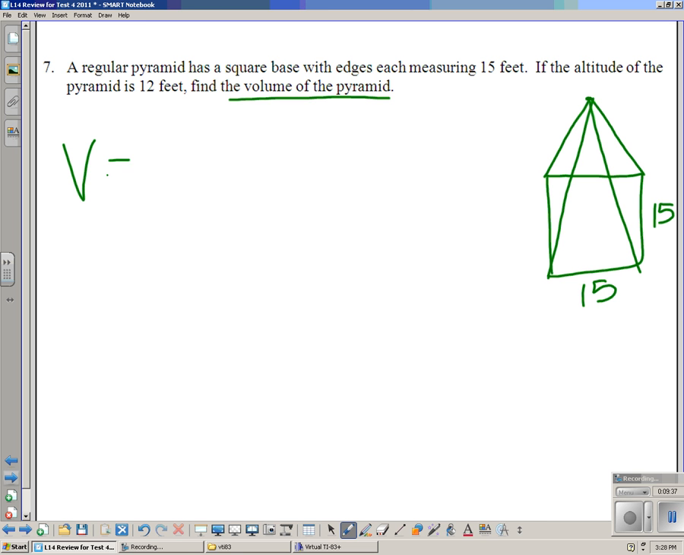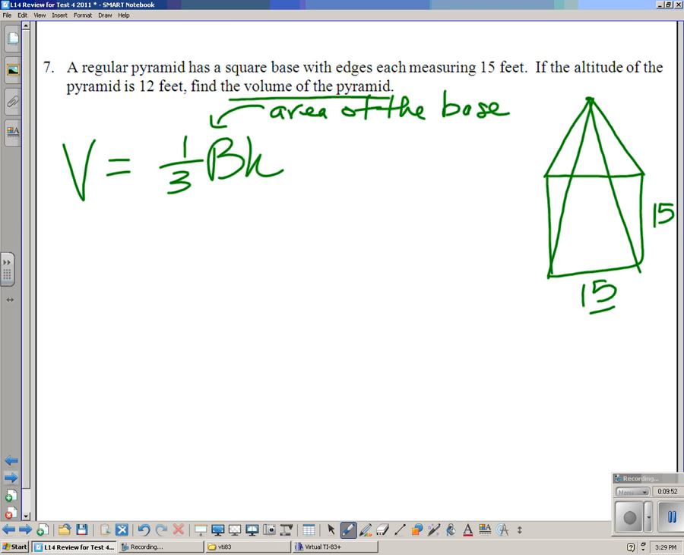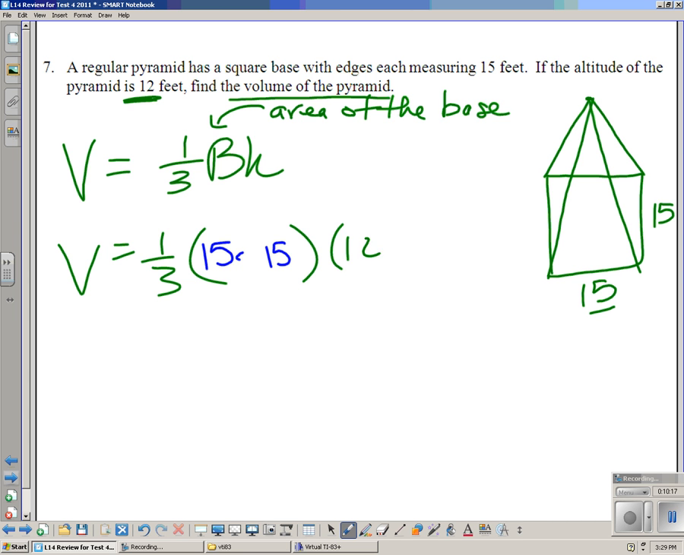Volume of a pyramid formula on your formula sheet. 1/3 big B times H. Big B is the area of the base. Since the base is a square, I can do side times side, or side squared. So I'm going to replace big B with 15 times 15. So I'm going to have my volume, which is 1/3, times big B is going to get replaced with 15 times 15, coming from the base of the pyramid, times the height of the pyramid. The height of the pyramid, or the altitude, was 12 feet.